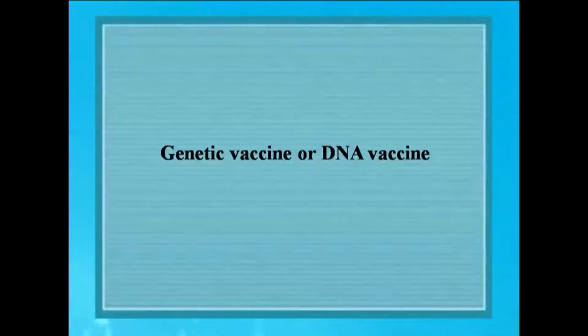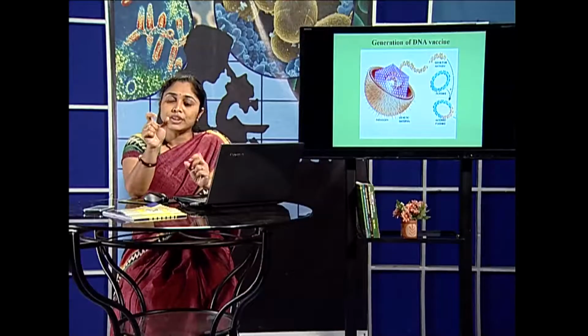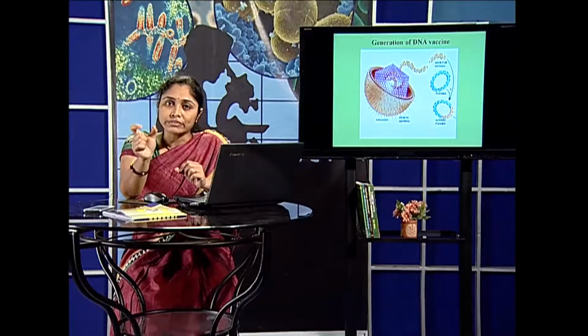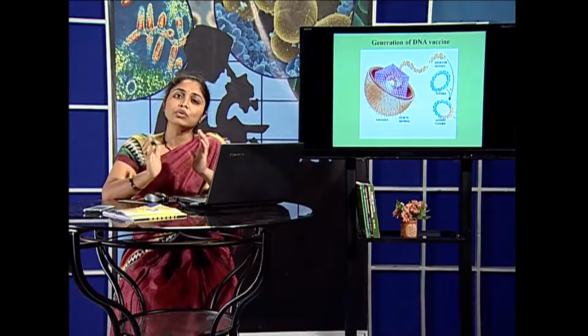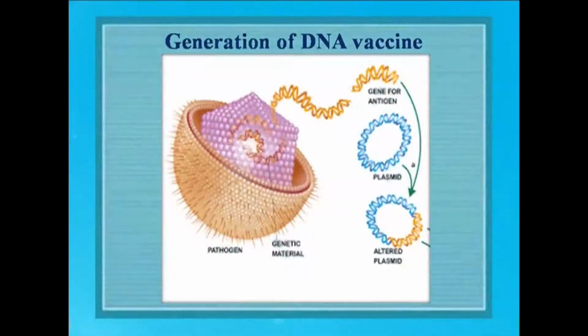Here, directly the genetic material is used as the vaccine. One or more genes of interest are inserted into an expression plasmid, and after construction, the expression plasmid is transformed into bacteria. Inside the bacteria, the plasmid multiplies, and after that the plasmids are separated from the larger bacterial DNA and purified. This purified DNA is used as a vaccine.